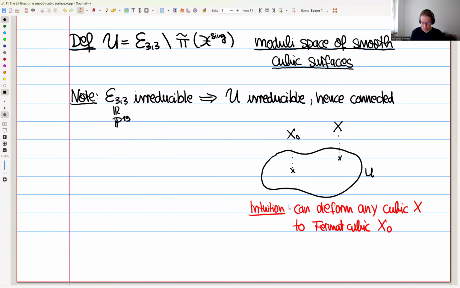Now that we know that the space of all cubic surfaces is connected, the next thing that we need to study is why the number of lines on the cubic surface is a locally constant function on this space here.